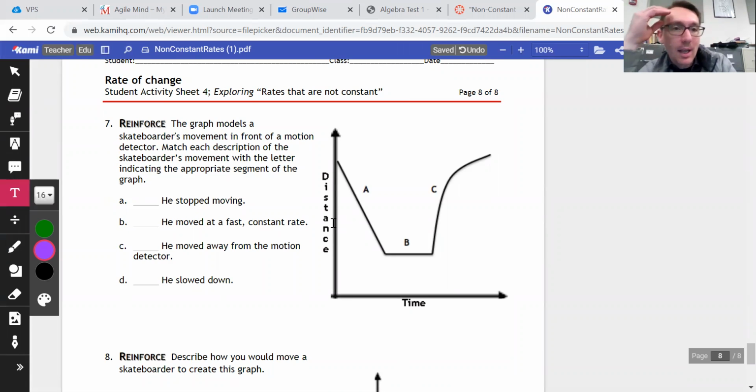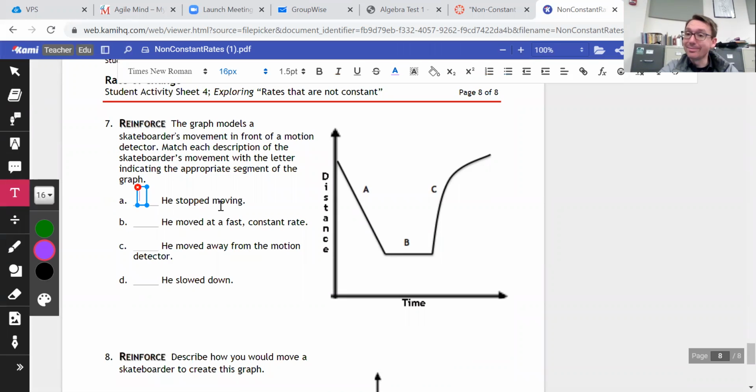The graph models a skateboarder's movements in front of a motion detector. Now, you don't have to watch me if you don't want. This is definitely something you could do. Match each description. So when does he stop moving? I'm gonna give you a second. 5, 4, 3, 2, 1. Hopefully you understand. Down means he's moving toward the motion detector. C means he's moving away and the distance is getting larger. B means he's not moving at all because it's not going toward or away from. He must not be moving.